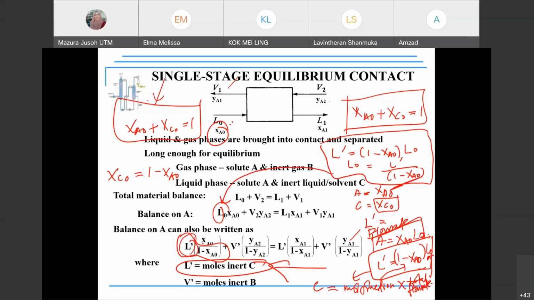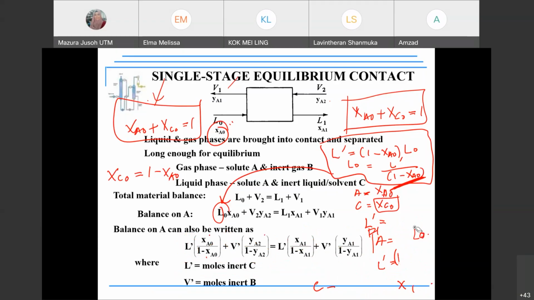It's actually for the inert, the mole fraction of the inert. 1 minus XA naught is the mole fraction of the inert. So you put all this, and to make it look nice, you put XA naught over 1 minus XA naught. For YA2, it's over 1 minus YA2. For XA1, it's over 1 minus XA1, and so on. Okay? So this equation actually comes from the principle of the mole fraction, because of all the derivation that we've done, now you know.